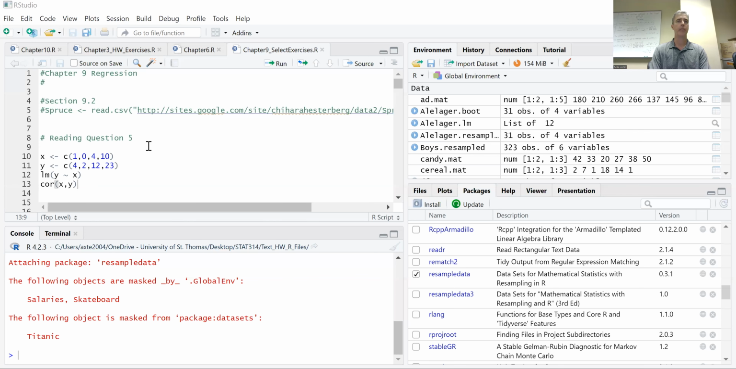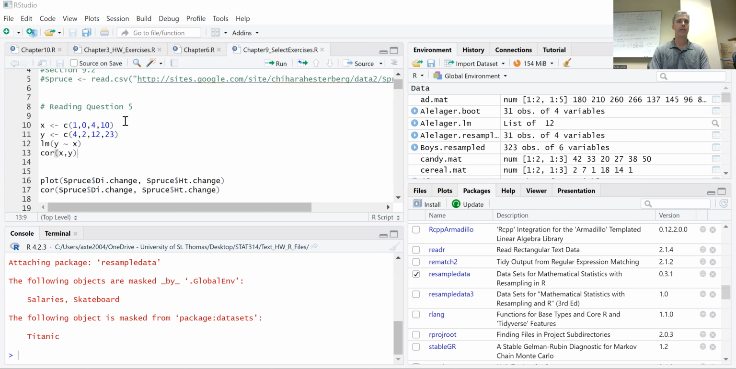Okay, so now I'm going to share the screen just to show you the correlation command. So this is in the chapter 9 file, R with select homework. And I've clicked on sample data so it knows what I'm talking about. And if I come over here to the top left, and I'm looking at lines 10 and 11, in lines 10 and 11, I'm going to define x and y to be vectors, right? So the data points I have here are 1, 4, 0, 2, 4, 12, and 10, 23. So I'm going to run those two lines to tell R what x and y mean.